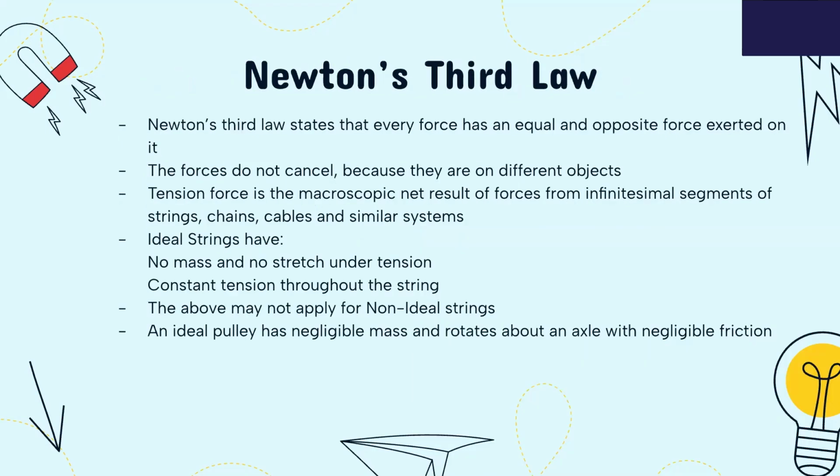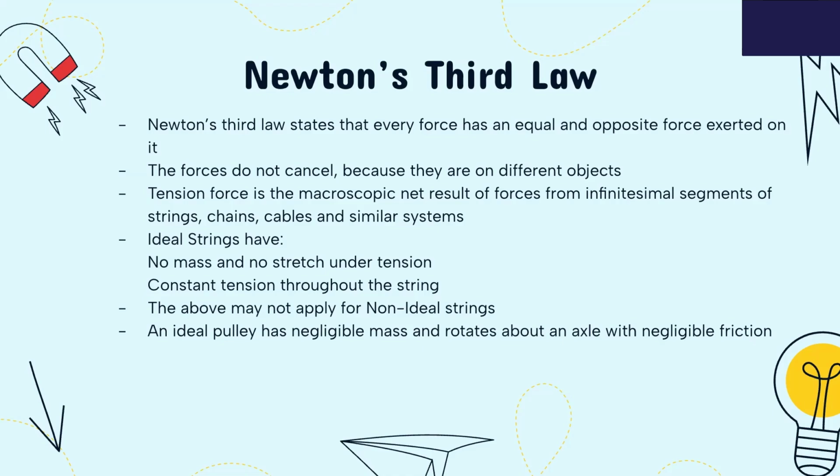Okay, Newton's third law. Newton's third law states that every force has an equal and opposite force exerted on it. That's why you cannot exert a net force on yourself, because an equal and opposite force will cancel it out. And note that when you exert a force on another object, you might be wondering why the forces don't cancel. It's because they're on different objects. When I push my water bottle, the water bottle pushes me. So they can't cancel because we're two different objects.